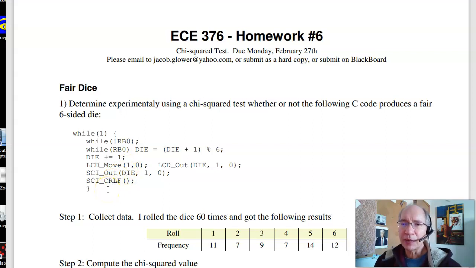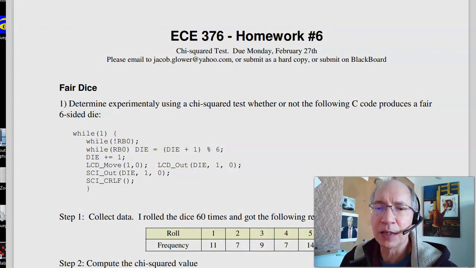Is that a fair die? Well, if you look at the code, it does look like a fair die. I'm not favoring any number versus another. Suppose I don't have access to the code. For example, it might be proprietary. The manufacturer won't release it to you. Can I still tell whether the die is fair or not?